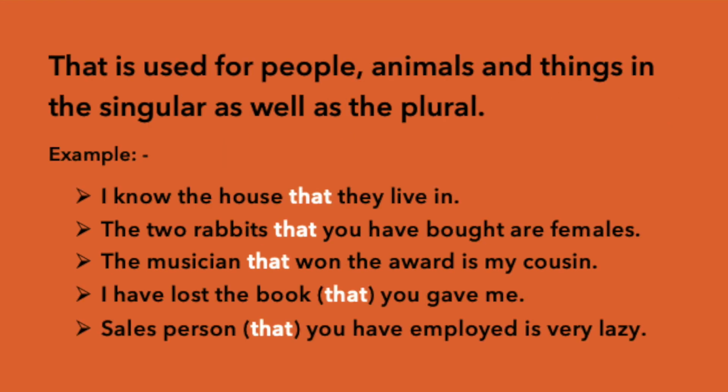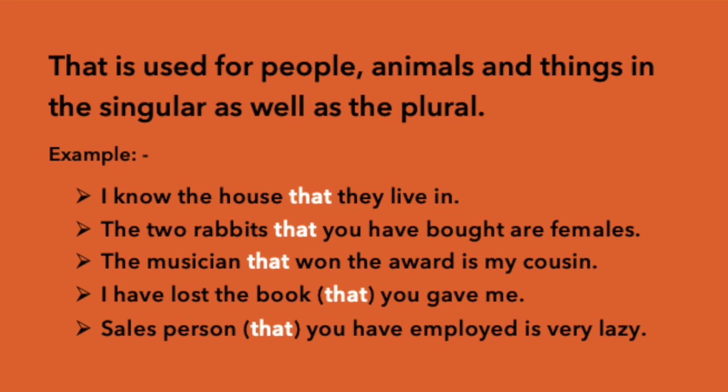Next one is that. That is used for people, animals and things in the singular as well as the plural form. For example, I know the house that they live in. Here that refers to the house, which is a thing. The 2 rabbits that you have bought are females. Here that refers to the 2 rabbits, plural subject, they are animals. The musician that won the award is my cousin. Here that refers to a person. In this sentence, you can use who instead of that. Then it becomes the musician who won the award is my cousin.